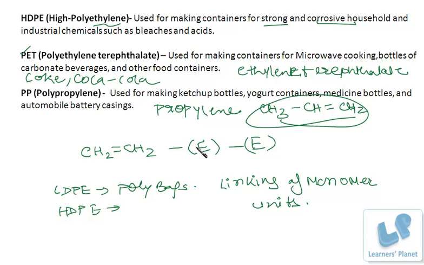There is one more category of plastic, that is PVC. I have already told you about this. PVC is what? It is polyvinyl chloride. So these are all the examples of thermoplastics.